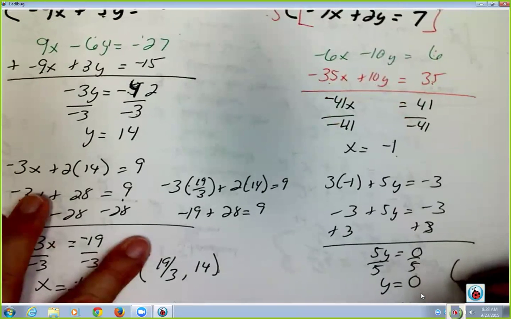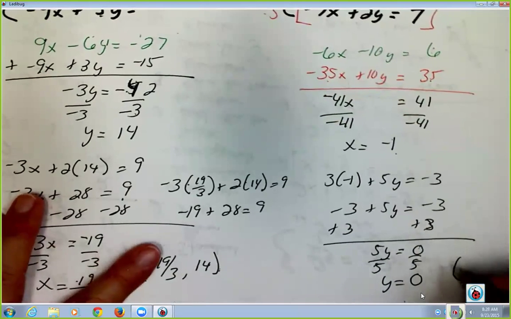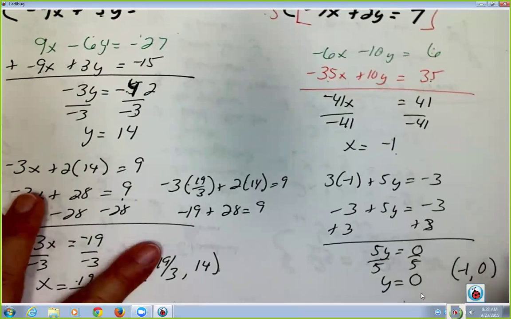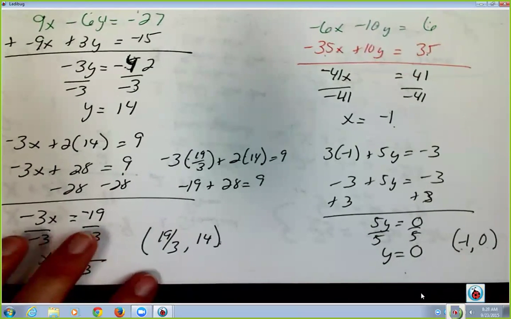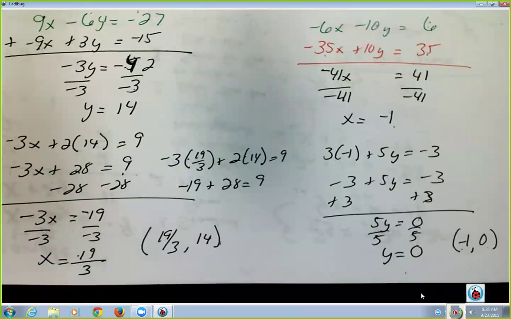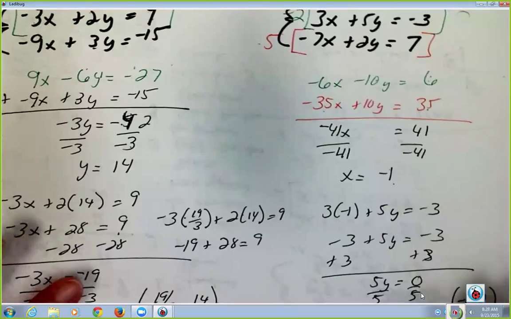So my point value I would put into Hawks for the answer for this is a -1, 0. Make sure you put your x first and your y second, and you will be good to go with that one. Okay, so does it check?